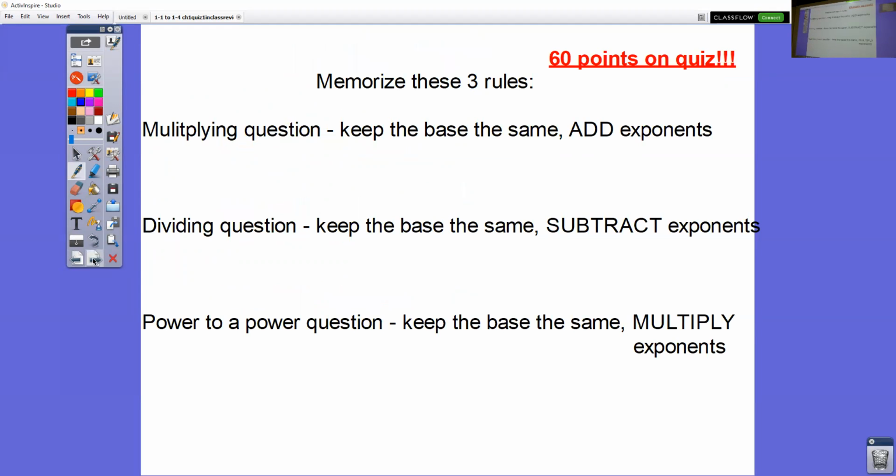Again, for those last 12 questions, that represents 60 points on your quiz. You have to memorize these 3 rules for those. Multiplying question, keep the base the same and add the exponents. Dividing question, keep the base the same and subtract the exponents. Power to a power, keep the base the same and multiply the exponents.